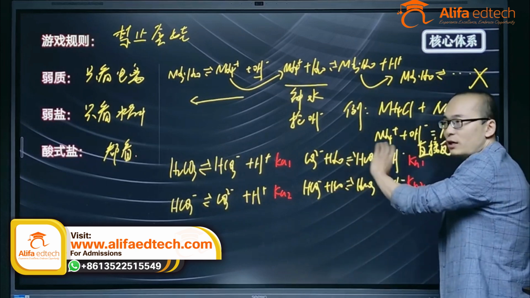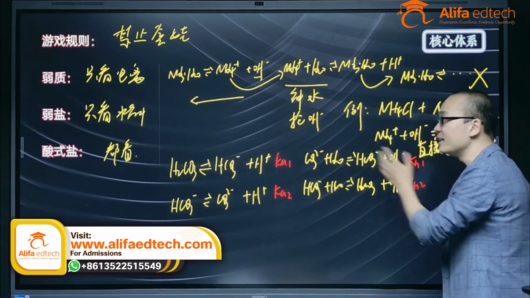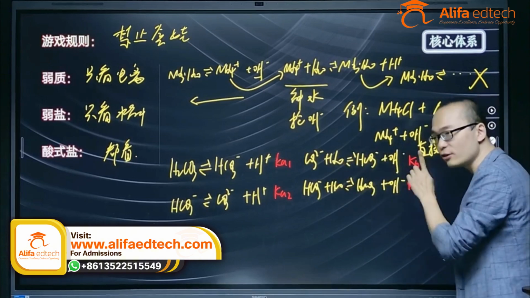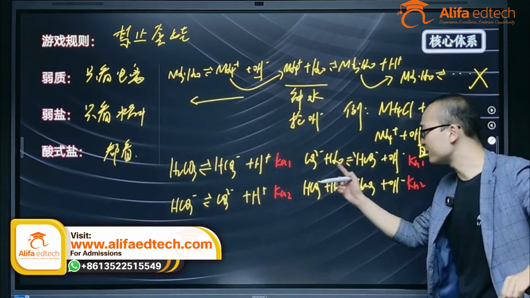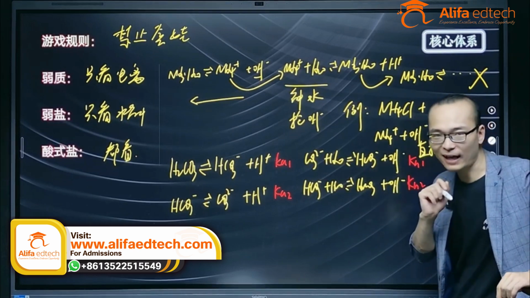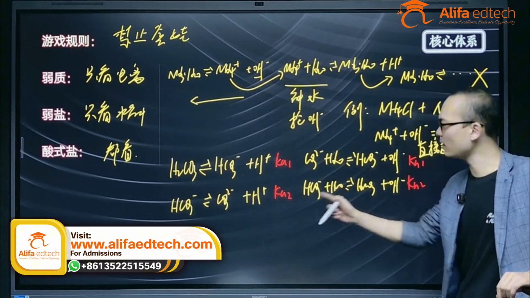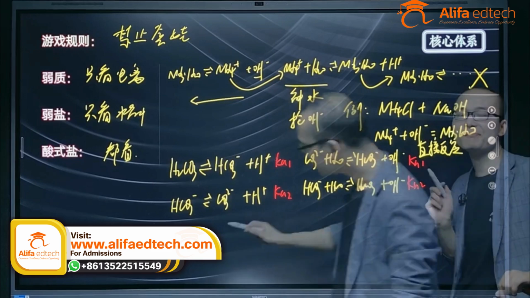Of course, the first step of ionization is the main one. In hydrolysis, the first step is also the main one. Pay attention to which is the first step and which is the second. Ionization shouldn't be a problem, but with hydrolysis, be careful. This is called the first step of hydrolysis, carbonic acid. Grabbing hydrogen to form hydrogen carbonate is the first step.